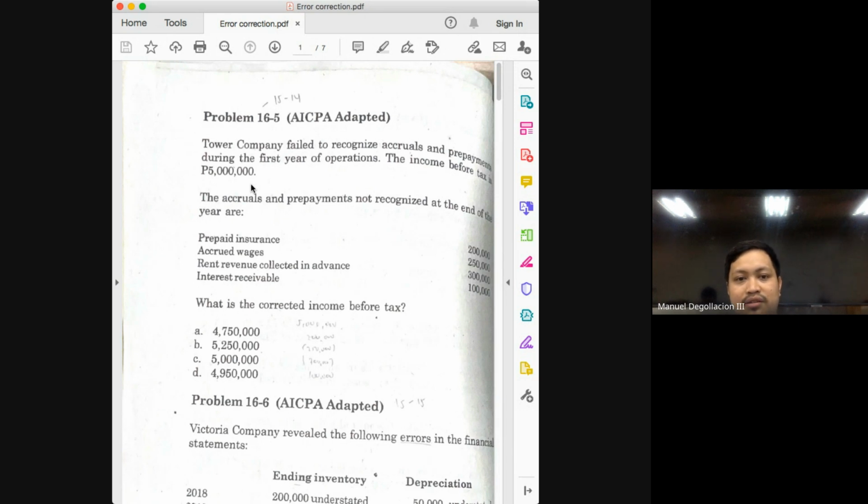And how do we correct an understatement, class? How do you correct an understatement in your net income? By adding. So you add the 100,000. So far, what do we have? 5 million plus 200 minus 250. And then, what did we do to the 300, class? We said we are going to add it, class. Add the 300 and the 100. So that's 5.6 million minus 250. It's 5,350. It's not in the choices.